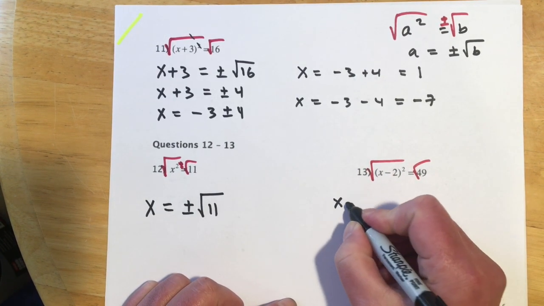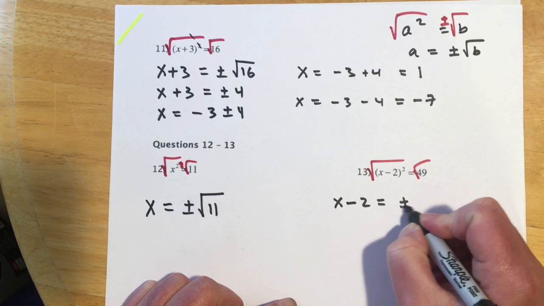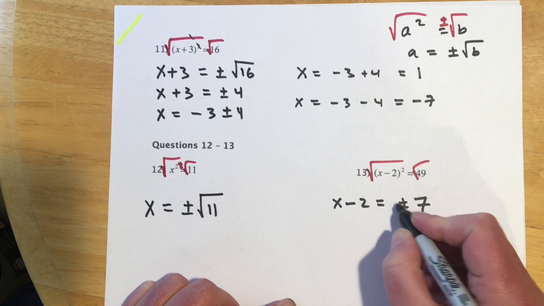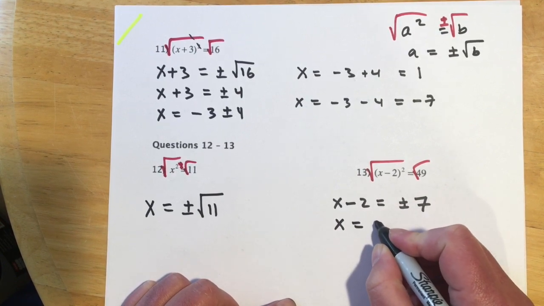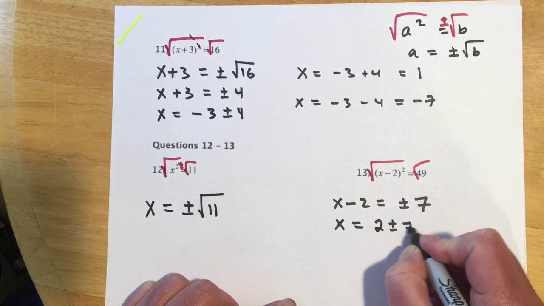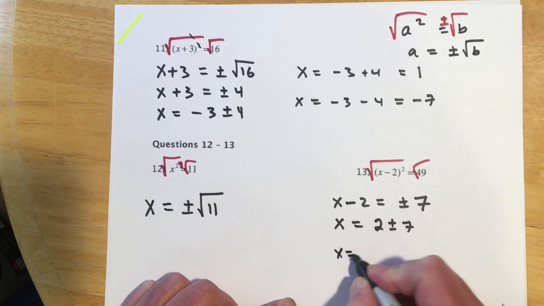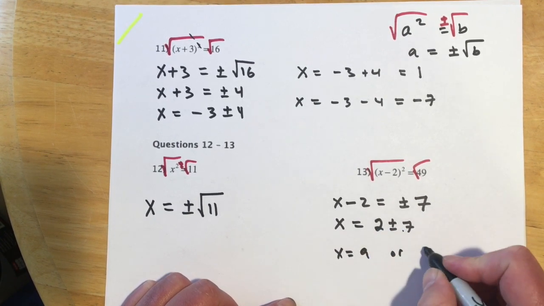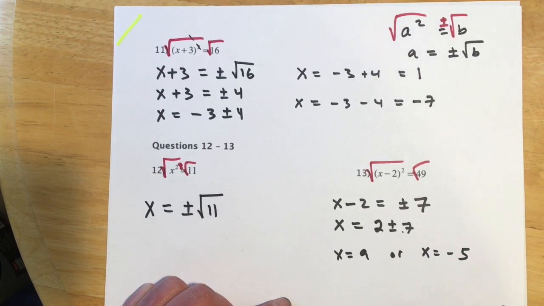So that makes x minus 2 equals plus or minus the square root of 49, which would be 7. Add the 2 over. x equals 2 plus or minus 7. So that would be x equals 2 plus 7, which makes 9, or 2 minus 7, which makes negative 5.